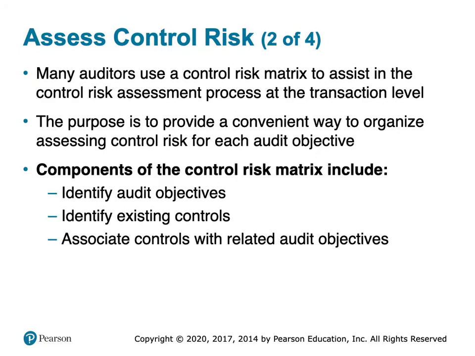Okay, we'll use a control risk matrix to look at the different transactions, and it's a convenient view to look at things and decide, okay, how risky are these different transaction flows, and how likely are they to result in material misstatements? These all relate to audit objectives and assertions. So it's about identifying the existing controls and then aligning those controls with the individual audit objectives.